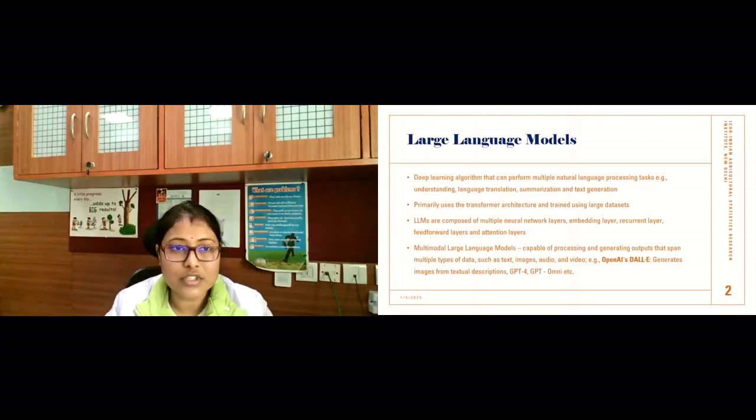So let us start with the core concepts of a large language model. The name itself defines all the meaning one by one. Let us start with the model. What is a model here? In case of large language models, the term model represents a deep learning algorithm, but these algorithms are specific in performing multiple natural language processing tasks.